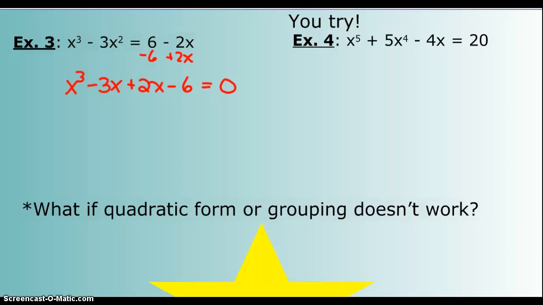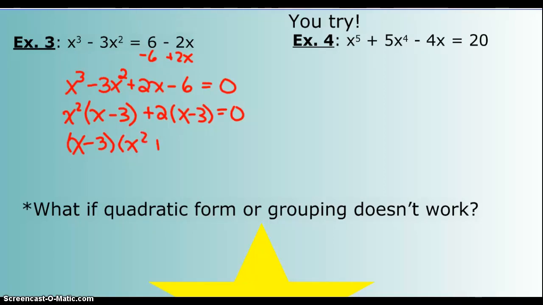You'll notice I also put them in order from highest power to lowest power. So then I'm going to GCF out x squared, and I'm left with x minus 3. And then I'm going to GCF out a 2, and I'm left with x minus 3 again. And I can GCF those x minus 3's. Okay, and I will be left with x equals 3, and x squared equals negative 2. So x equals plus or minus i radical 2. Again, pause the video and try example number 4.